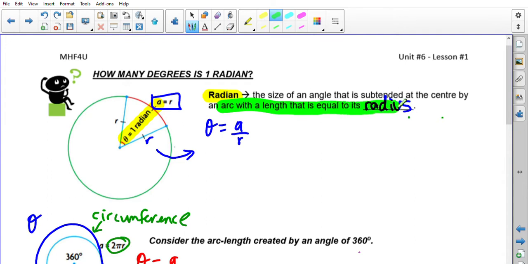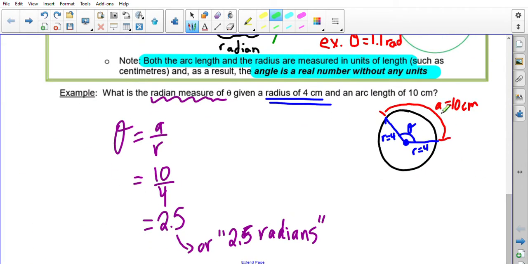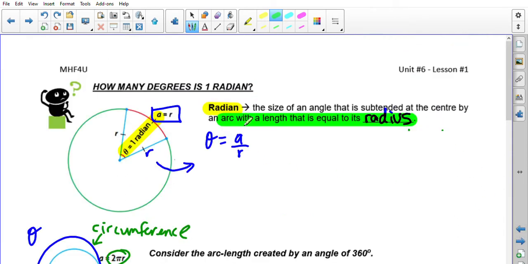equal to its radius. So on the previous example, on the previous page, obviously the arc length and the radius were not equal. Okay. Now I'm telling you that 1 radian is when the radius here, and then the arc length is the same as the radius. So that means all 3 of these are the same length, is essentially what it's saying. That is the definition of 1 radian. Highlight that here.